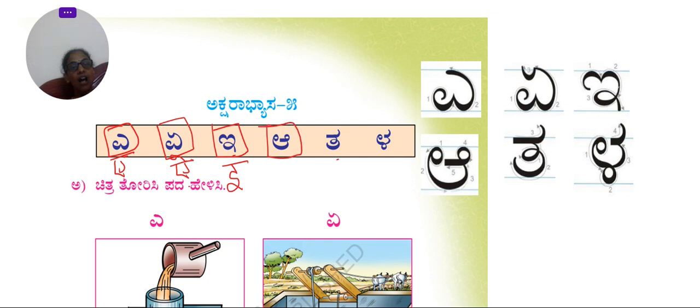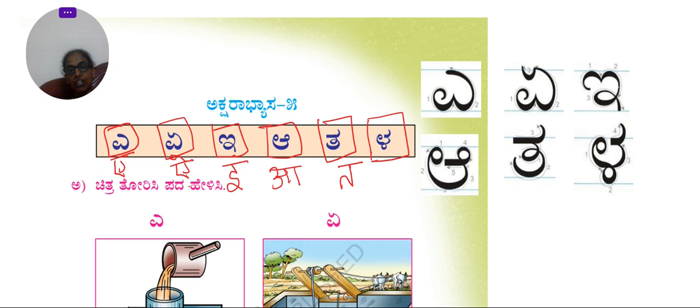Then this one is A. This is also the longer vowel of the sound A. Then this is Ta. This is Ta. And this alphabet is La. There is no alphabet similar to this in Hindi.